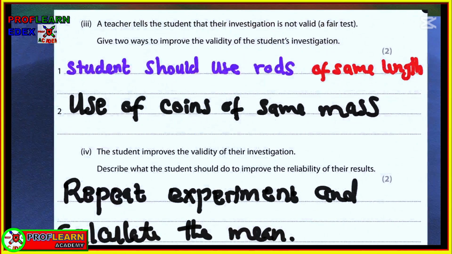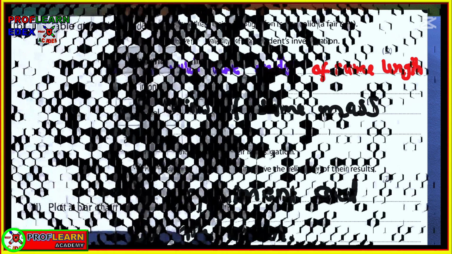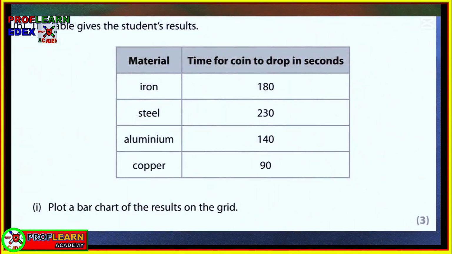A teacher tells the student the investigation is not valid. The fair test is the student should use rods of the same length and use coins of the same mass. So it has to ensure that. But the reliability of the data or experiment depends on repeating the experiment and calculating the mean. So that is also something that you need to understand.